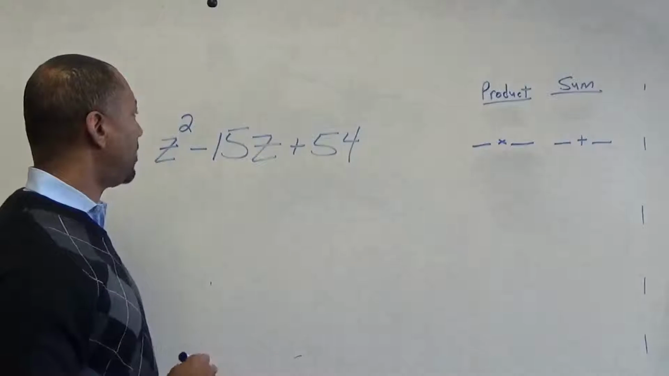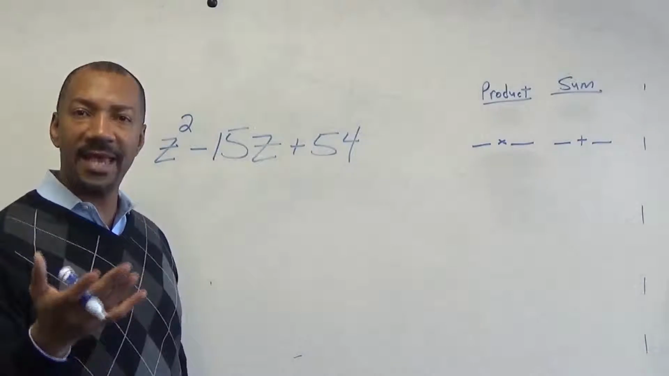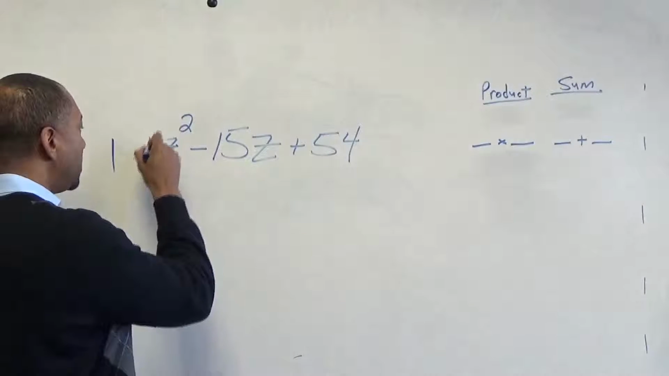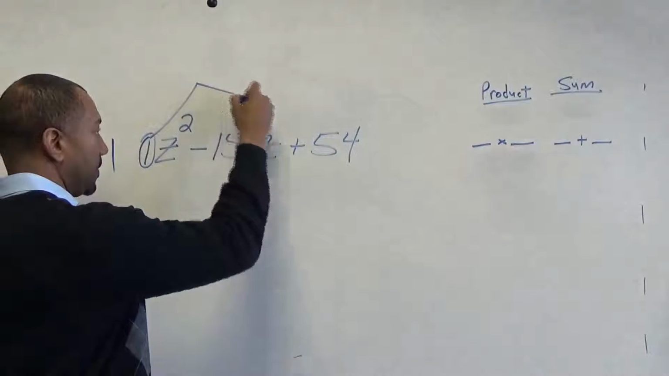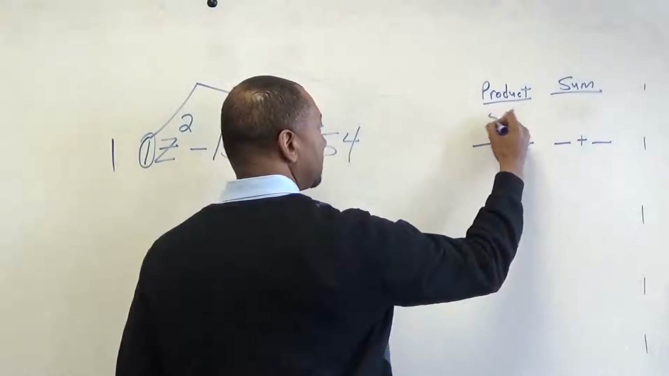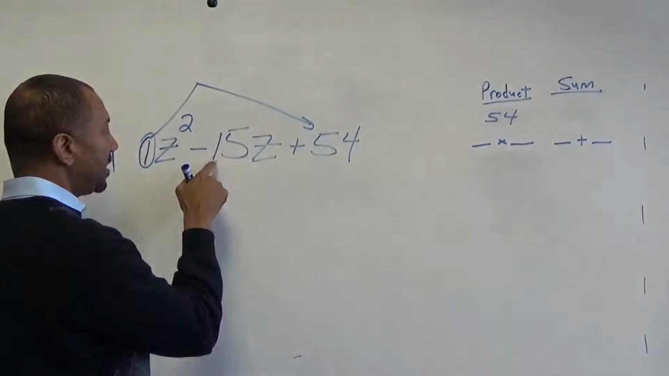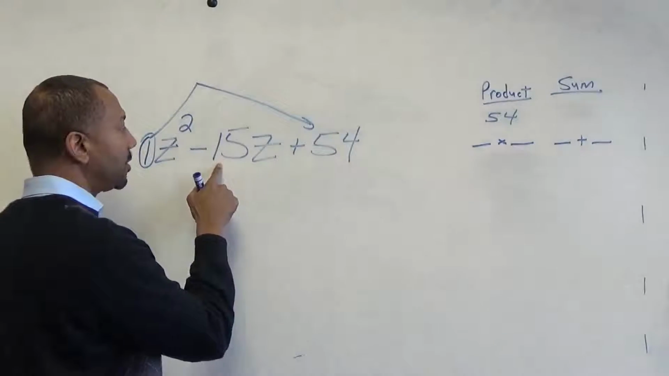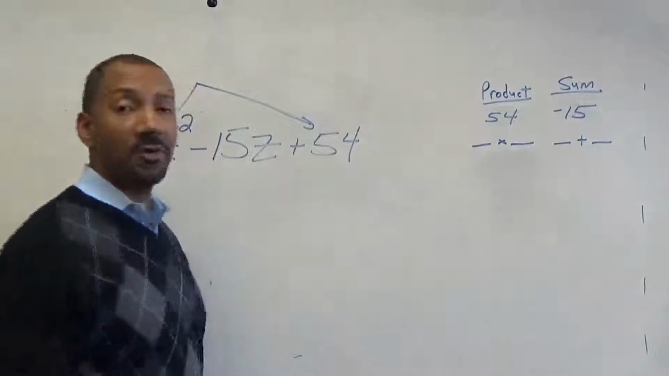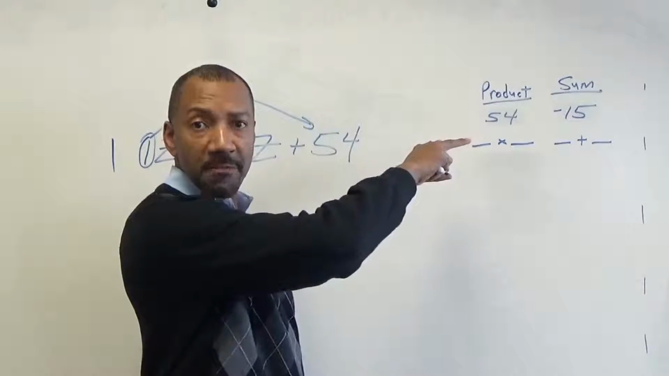So at this point in time, we recognize that there are three terms, so let's use the technique product sum. We'll take the 1 coefficient and multiply that by the 54, and that's going to give us 54. And under sum, I'm just going to take this coefficient from my middle term, which is negative 15. So we're not looking at this anymore. We're now focused on those two numbers.